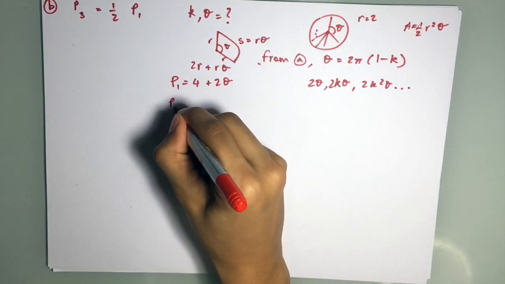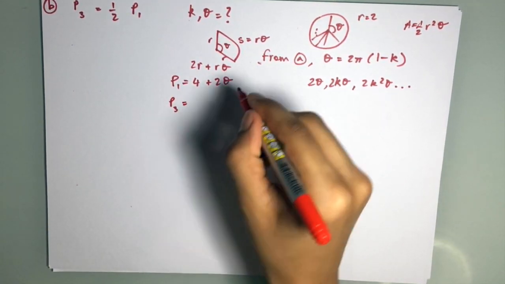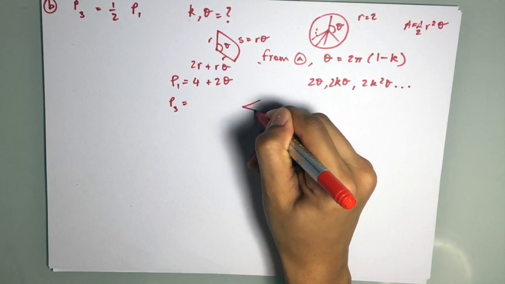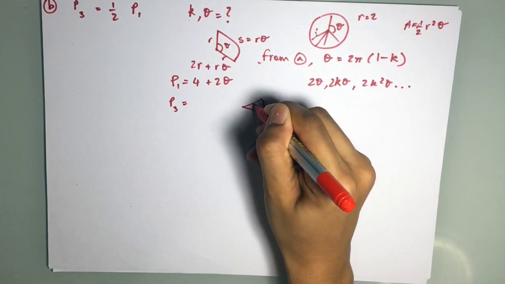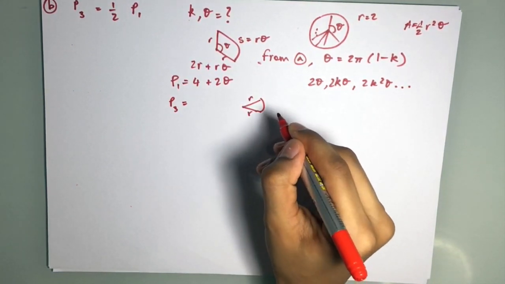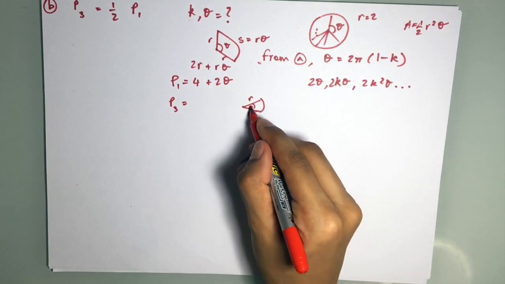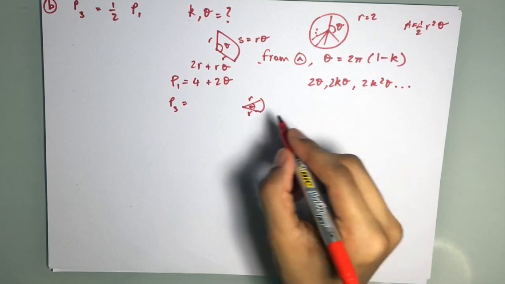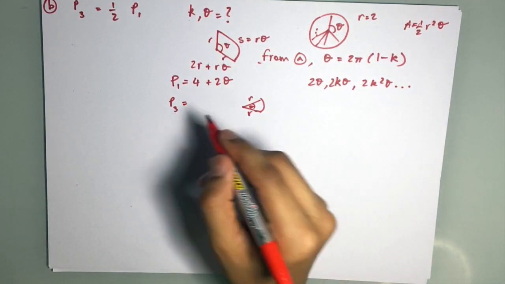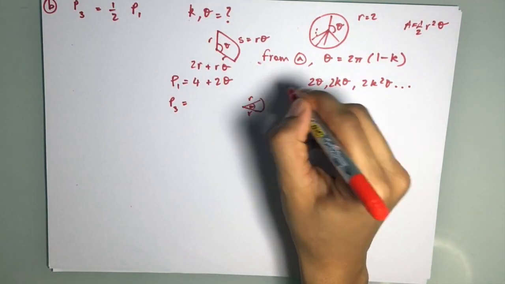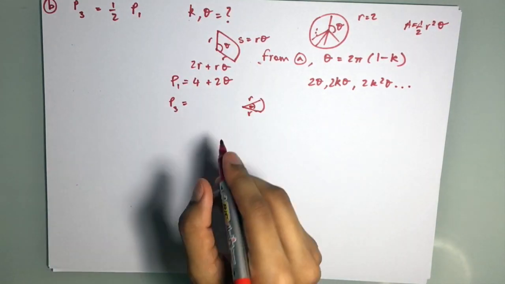So for the third sector, we'd still have a different theta, but the r's will be the same. So r theta here will be k squared theta because it's the third term. So the second perimeter would have k theta, and then this would be k squared theta.